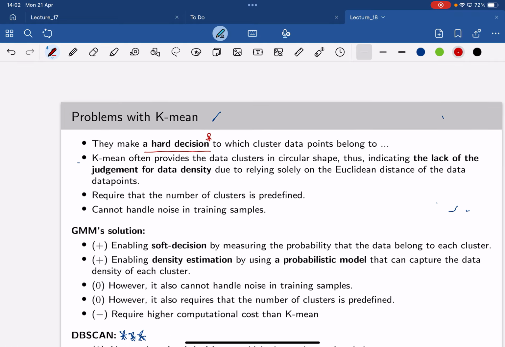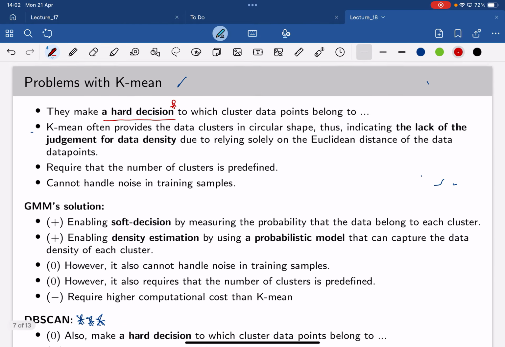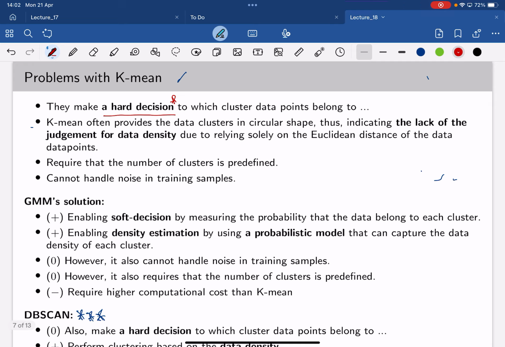Another thing is that it judges everything based on the Euclidean distance, and therefore it often results in a cluster that looks like a circular shape. Meanwhile, when we talk about density awareness, it actually lacks the judgment for data density because everything is based on what is the closest. So that's kind of the weak point of K-mean.